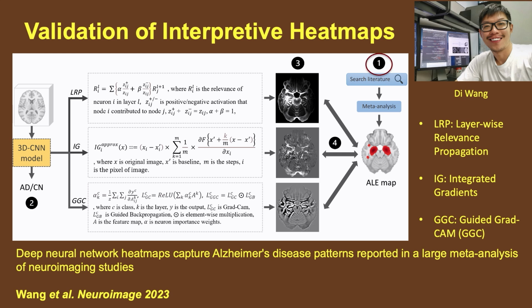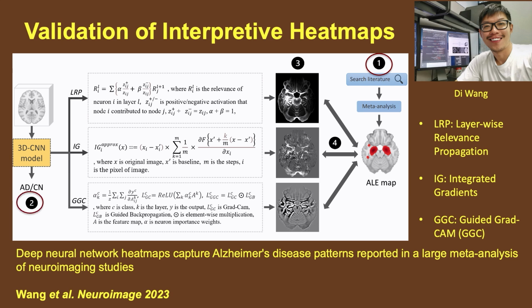What he has done is first to conduct a comprehensive meta-analysis. He found, looking into the literature, more than 77 papers 2 years ago. I think there might be more papers now, which have used T1 imaging data and voxel-based morphometry to characterize atrophy patterns with Alzheimer's disease. He has then summarized all these publications in a single ALE map.